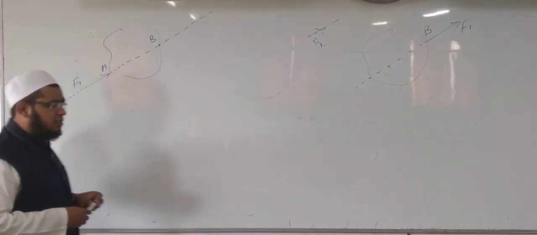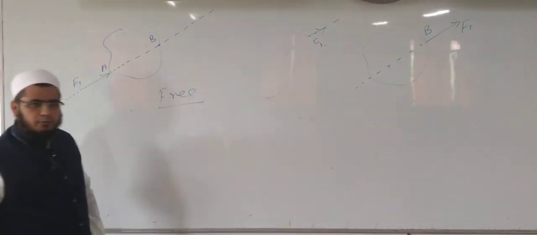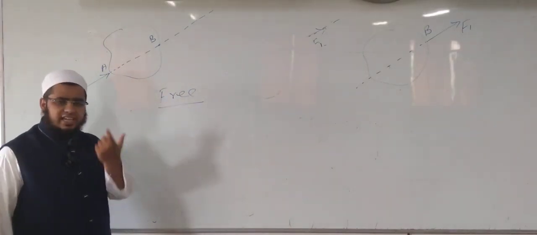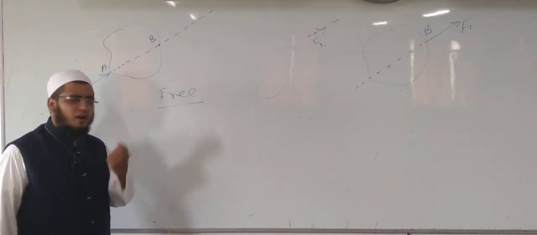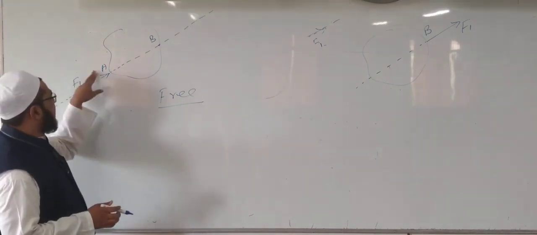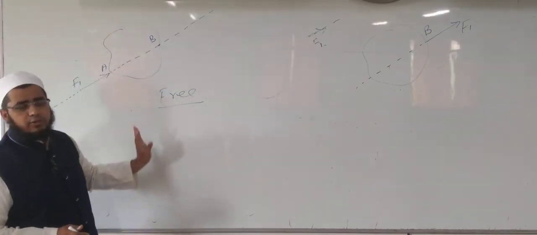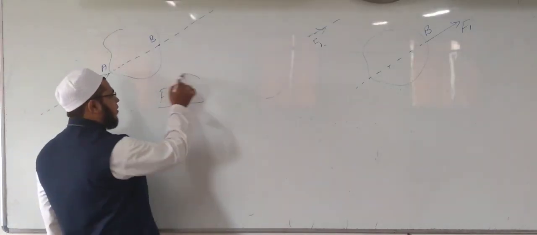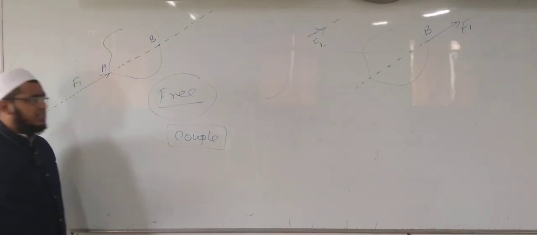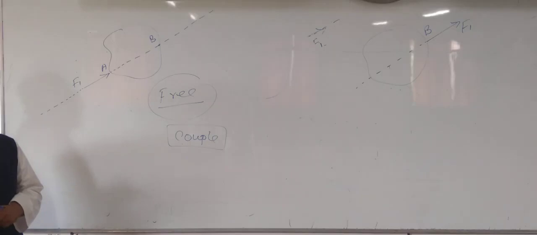There is another, third type of vector, the free vector. Free vectors are vectors where, if we change the position of the vector, the effect doesn't change. Means either we can show it at point A or at point B or at some other point. The effect of that vector will not change. The best example of a free vector is a couple. These are the three kinds of vector: fixed vector, sliding vector, and free vector.